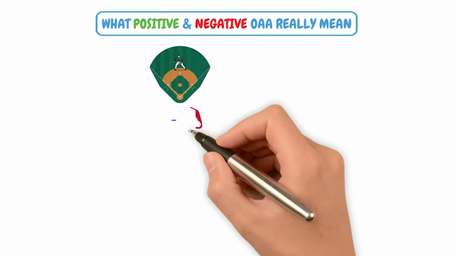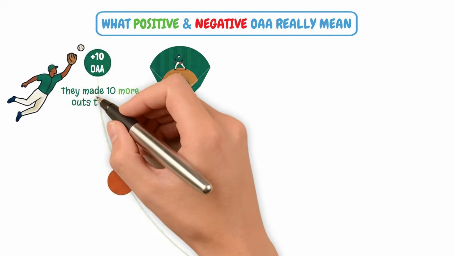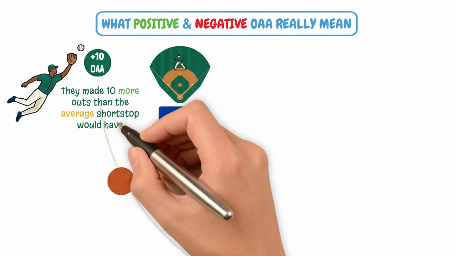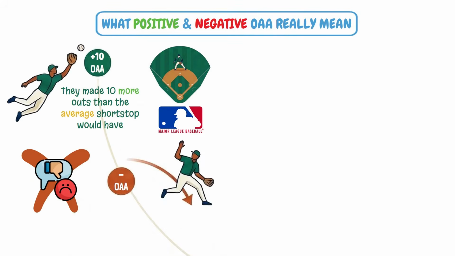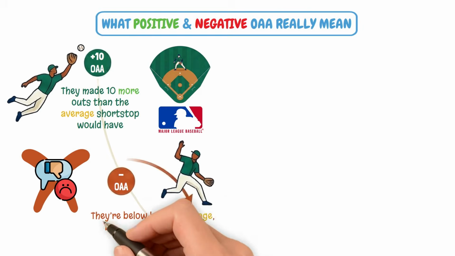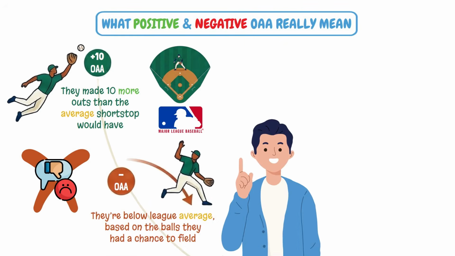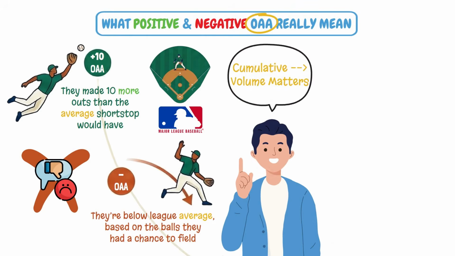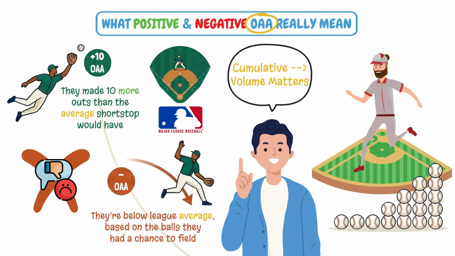So how do we actually read this stat? Let's say a shortstop finishes the season with a +10 OAA. That means that they had 10 more outs than the average shortstop would have made. A negative OAA doesn't mean someone is bad, necessarily, just that they're below league average, based on the balls that they had a chance to field. And as I mentioned before, because OAA is cumulative, volume matters. A player who plays every day has more chances to add value or lose it.